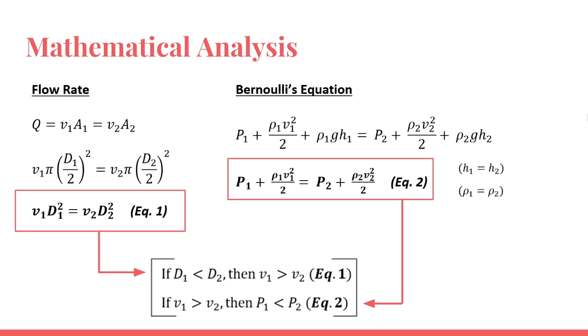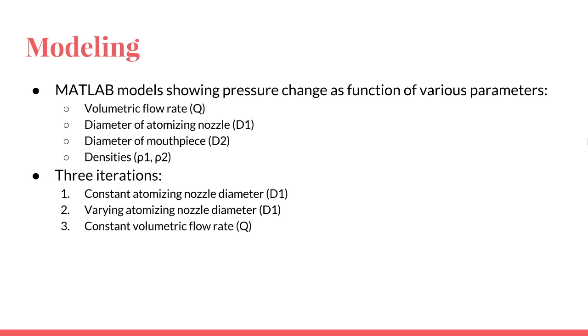As shown by equation 1, if d1 is less than d2, then v1 must be greater than v2 for the equality to hold true. Next, if v1 is greater than v2, then equation 2 shows that p1 must be less than p2. Here we have assumed that h1 equals h2 and ρ1 equals ρ2. There are several parameters that affect the pressure changes, including volumetric flow rate, diameter, and density.